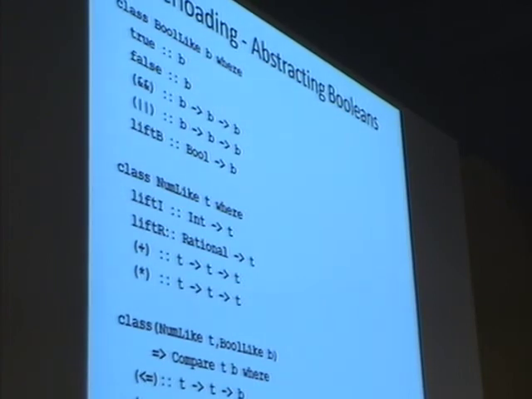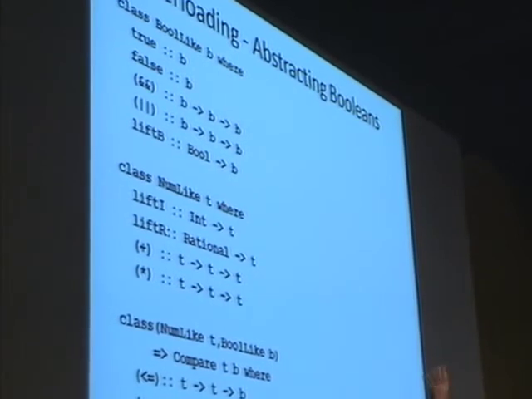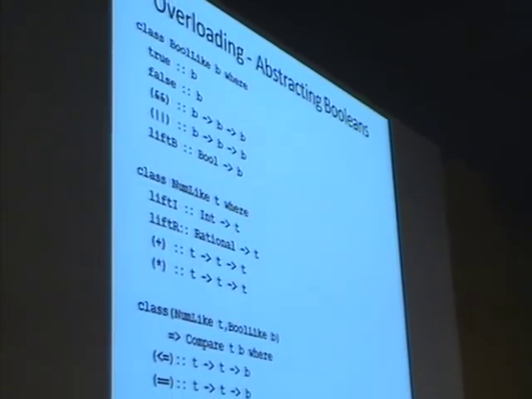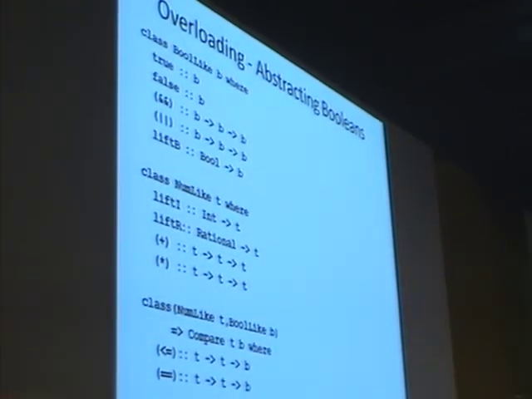So let's talk about abstracting Booleans. Here, there's some type B, which is bool-like, and there's true, false, and, or, and lift B. These are functions it has to have. There's some class num-like, which implements plus and times, and it knows how to lift integers and rationals to T's. And then there's some binary class Compare T B, which says T has to be num-like and B has to be bool-like, and then I have this compare operator. So this gives me less than, equal, and so on.